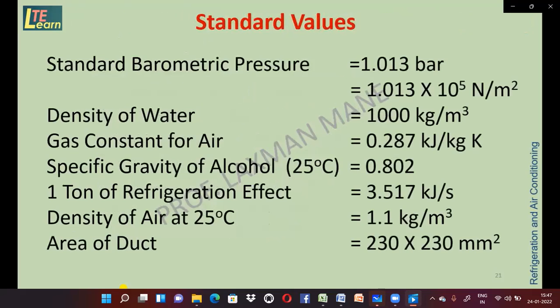These are the standard values which are used in further calculations. Here 1 ton of refrigeration effect is taken as 3.517 kJ per second. Area of duct is given. The shape of duct is rectangular. Specific gravity of fluid used in manometer is given.